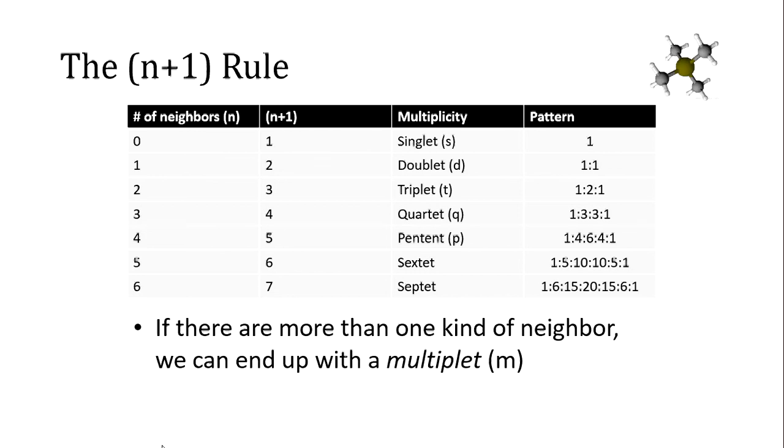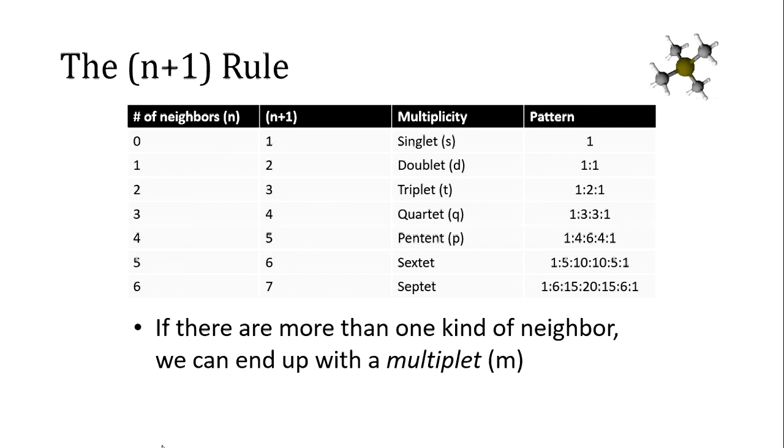In general, splitting follows what's called the n+1 rule, that if there are n number of neighbors, the peak is split into n+1 separate little peaks, and the pattern that they follow is relatively predictable. So if there are no neighbors, n+1 is 1, it's not split really. We see one peak, it's called a singlet. We sometimes abbreviate that as S for singlet, and the relative intensity of that one peak is 1. One neighbor, 2 peaks, we call that a doublet, and those 2 peaks are even in height, a 1-to-1 ratio of how tall they are.